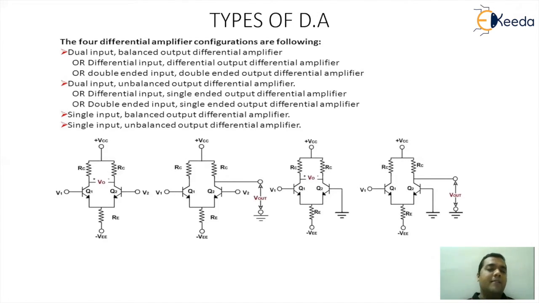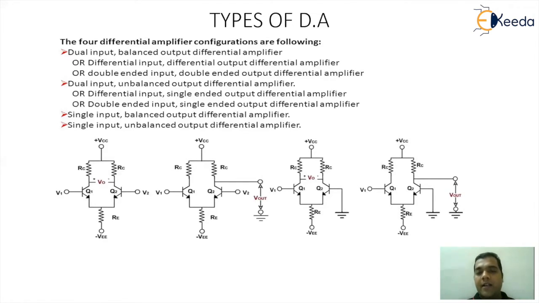The concept of balanced can also be realized in terms of the terminology single and dual. The first circuitry on the left can also be seen as dual input, dual output logic. The second circuitry can be seen as dual input, single output logic. So the first circuitry was balanced input, balanced output, also known as dual input, dual output. The second circuitry is balanced input, unbalanced output, also seen as dual input, single output.